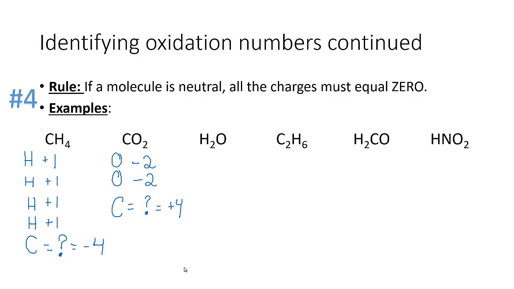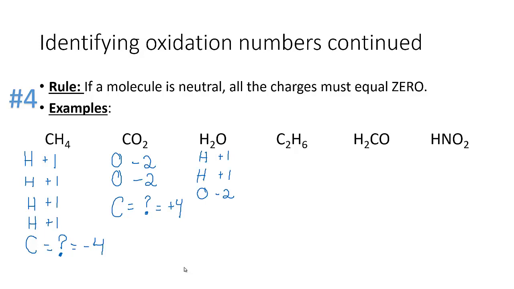Now what about water? Hydrogen, we know it's going to be +1. There are 2 of them. Oxygen, we know that it has to be -2. Does that balance? Absolutely. +1 +1 -2 gives you a net charge of 0. All right, what about this next one?